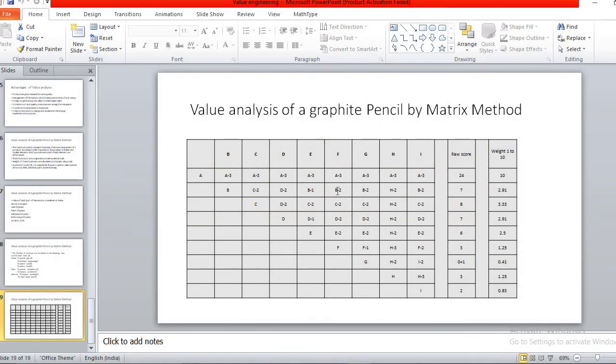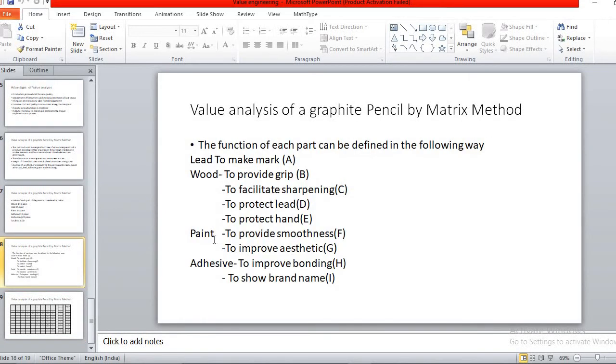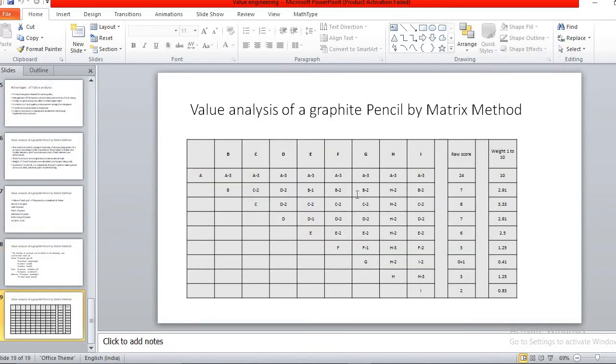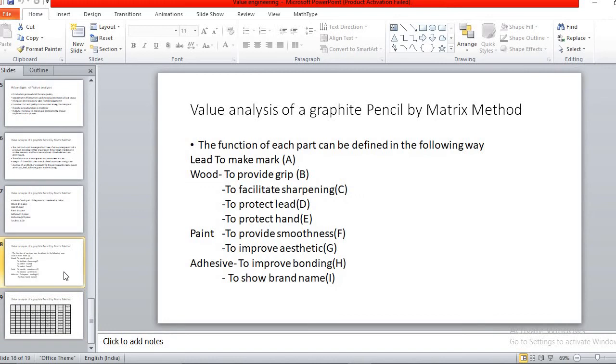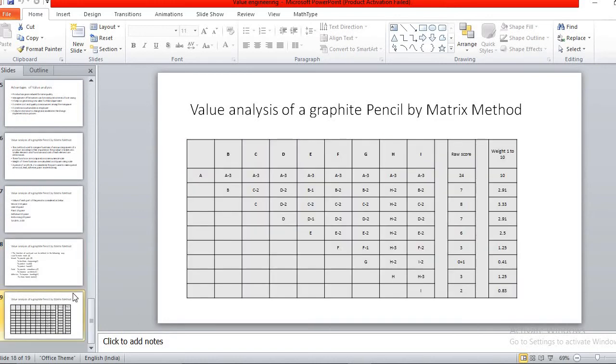Now for F again, this F is related to providing smoothness. So this F again is given weightage with respect to f, instead of giving weightage to f, weightage is given to b2. Again with respect to g, it is b2. For h, it is h2. Now h here is related to improved bonding, so weightage is given to h2.